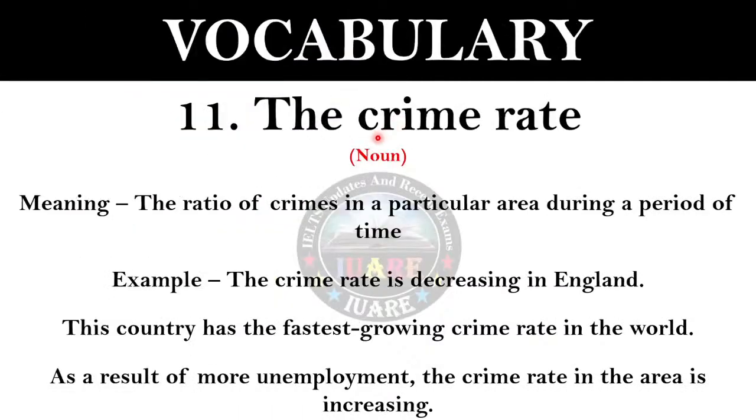Let's begin. The crime rate, meaning the ratio of crimes in a particular area during a period of time. Example: the crime rate is decreasing in England. This country has the fastest growing crime rate in the world. As a result of more unemployment, the crime rate in the area is increasing.